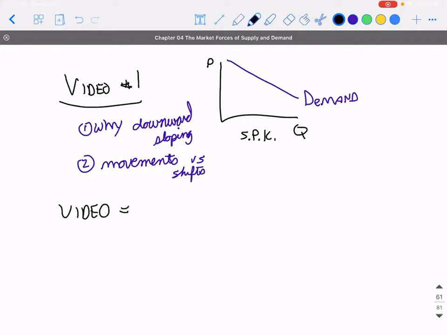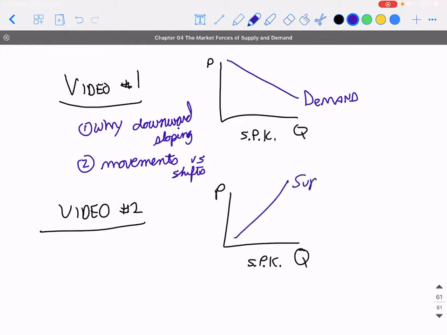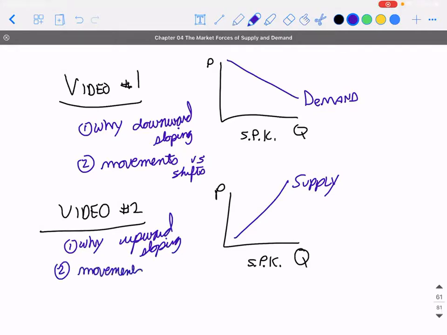And then in video number 2, same market, Sour Patch Kids. We looked at supply. And we looked at why upward sloping. And we looked at movements versus shifts. And that brings us to the third video.